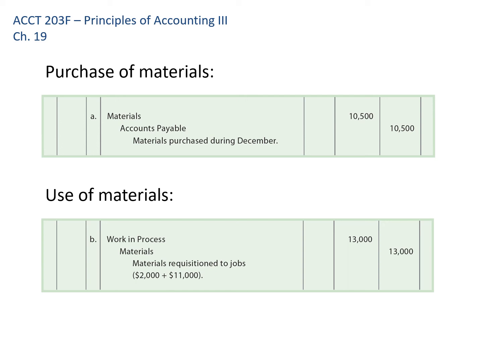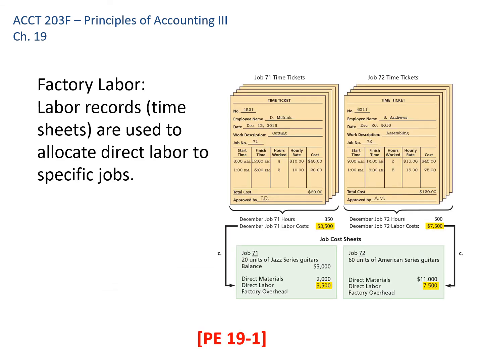Every time I make a journal entry that touches work in process, I'm going to need to update those job order cost sheets. That's critical. So that's how we got material onto the job order cost sheets. Now we'll look at how we get factory labor onto the job order cost sheets.